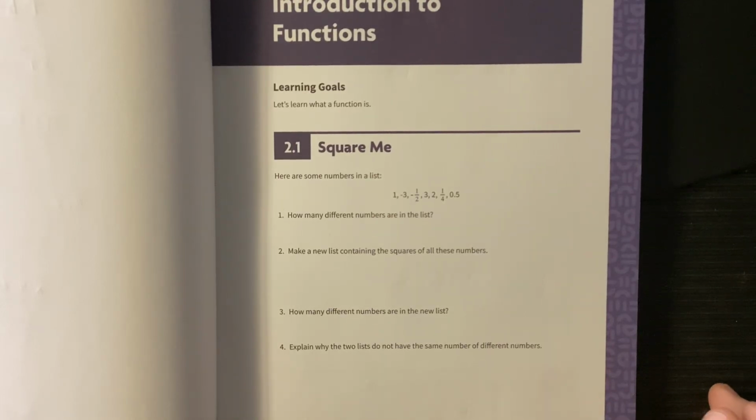Lesson 2, starting on page 15. Continuing to talk about functions, more of an intro here. It says, here are some numbers in a list. How many different numbers are in the list? I'm assuming we can get that one.